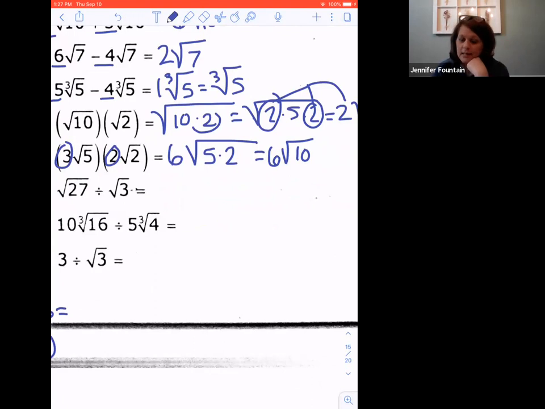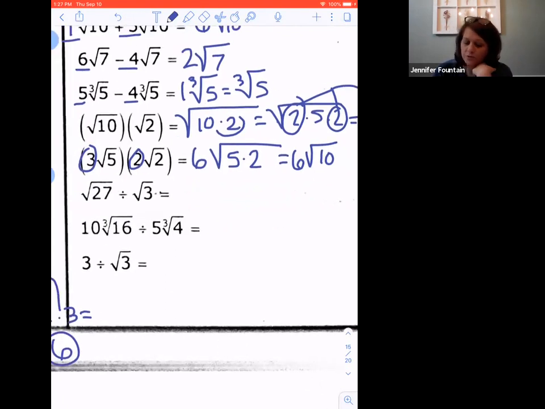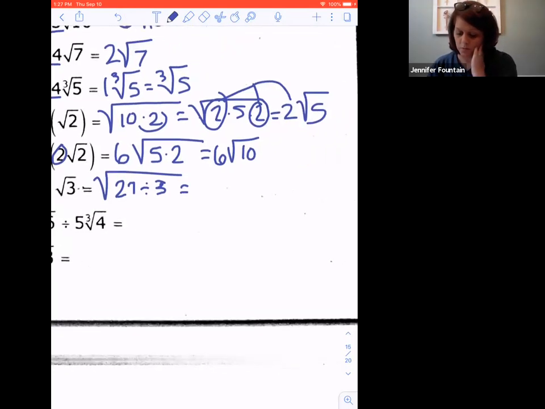All right. The next one, I have the square root of 27 divided by the square root of 3. So again, I can combine these under the same radical sign and have 27 divided by 3 under the same radical. So 27 divided by 3 is 9.